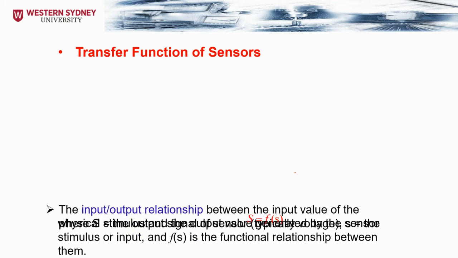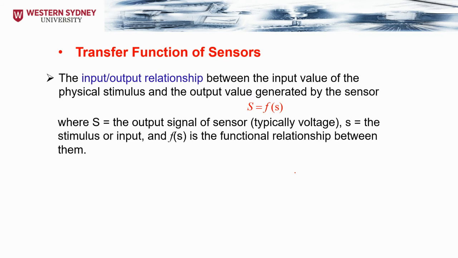So the transfer function of the sensors is the input output relationship between the input value of the physical stimulus and the output value that is going to be generated by the sensor. The output of the signal we're going to have from the sensor is going to be a function of the sensed item. So for example, if this is going to be the temperature, higher temperature is going to result in higher current coming out from the thermocouple.